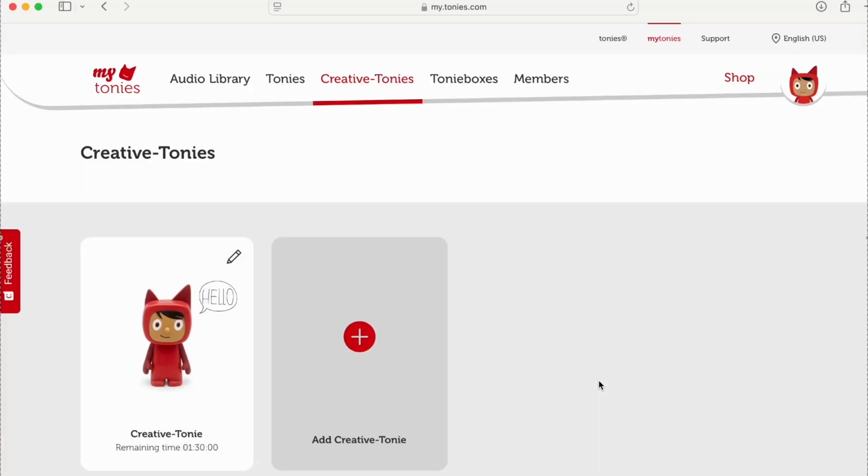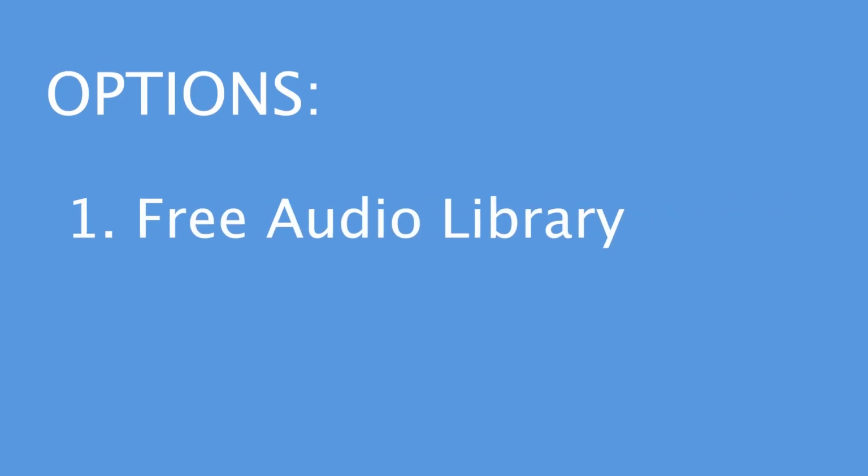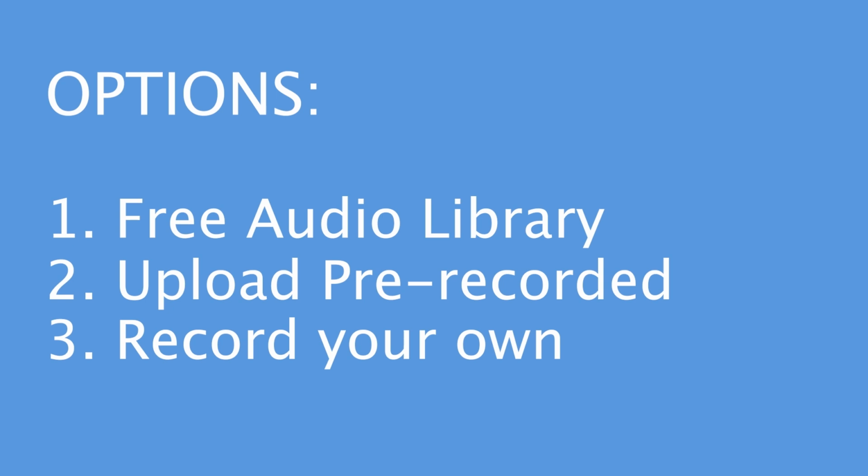Alright, I'm clicking Continue. Sweet! So now we have Creative Tonie over here with a playtime of 1:30. We click Edit. And there's 3 ways to get content onto the Creative Tonie. You can add content from the free content library on tonies.com, or you can upload content from your desktop, or you can record your own content. And we're going to go through all 3 of those right now.